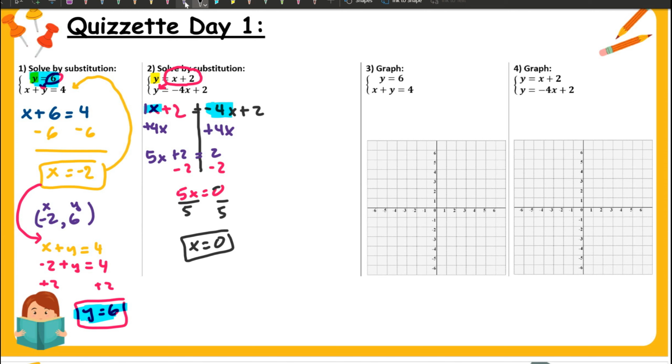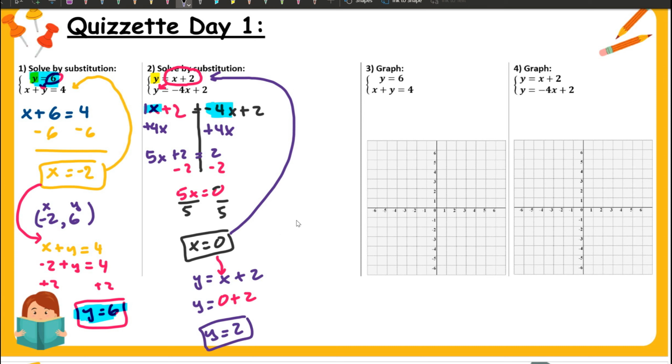Okay, so you have the x value. You're going to take this and plug it into either the first or second equation. It doesn't matter. We're going to plug into the one that looks simpler, which is the first equation, y equal to x plus 2. We know x is 0, so that will be 0 plus 2, which is y equal to 2. Don't forget to write your answer as an x, y ordered pair. Your x value is 0, your y value is 2. That's it.